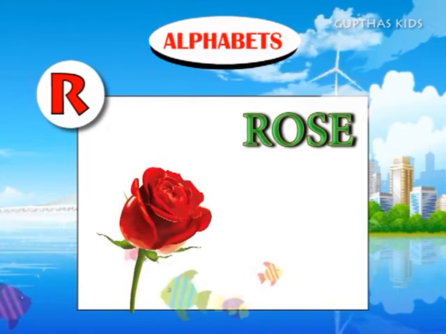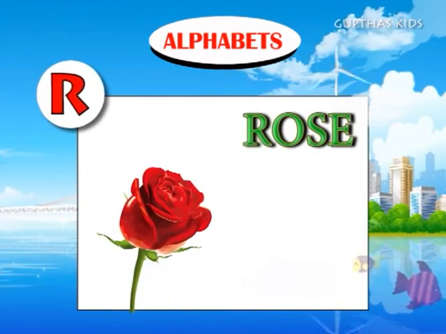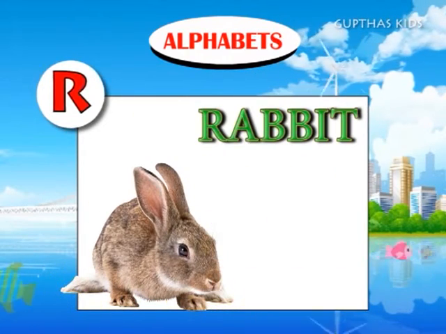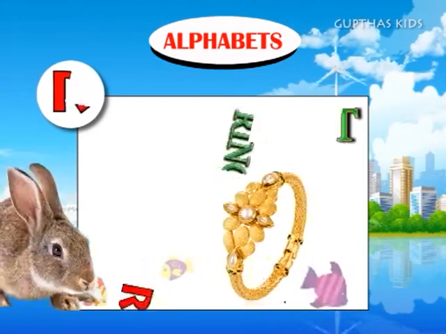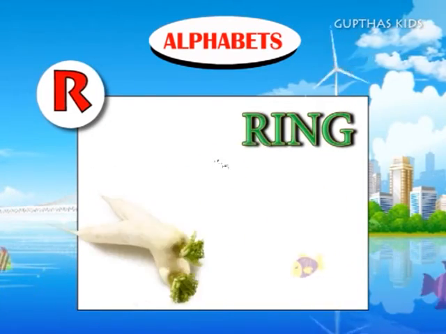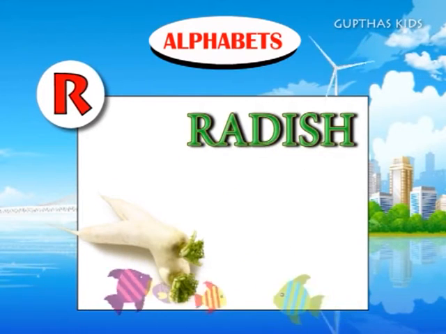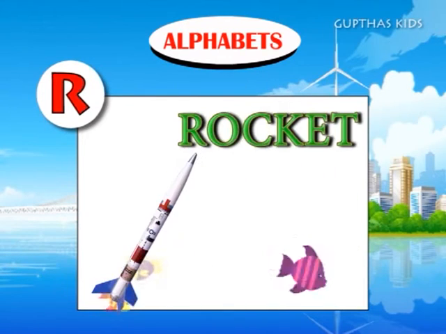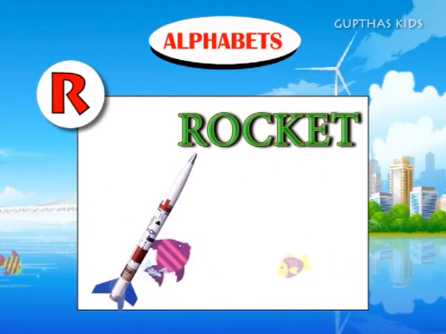R for rose. R for rabbit. R for ring. R for radish. R for rocket.